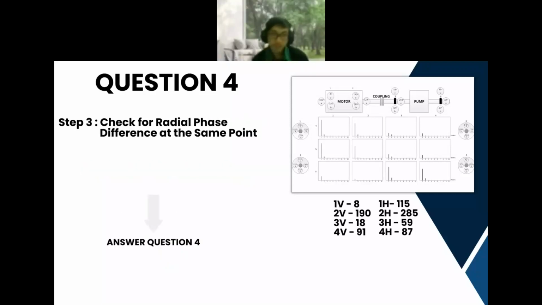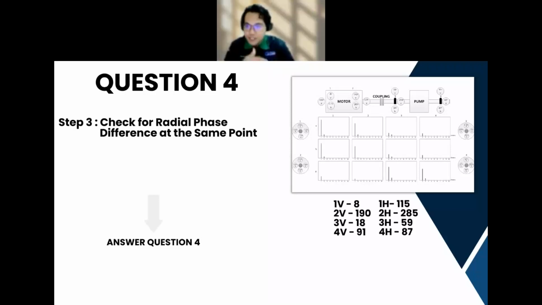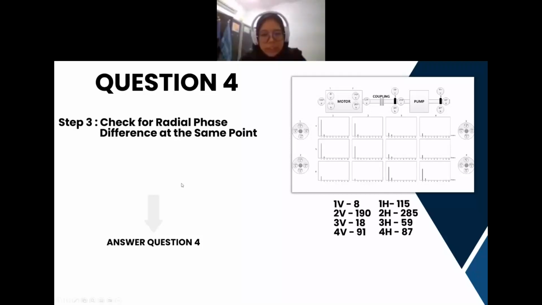Okay, next step, we check the radial phase difference at the same point. We can check the radial phase for 1V, 1H, 2V, 2H, 3V, 3H, and 4V, 4H. So 1V, 1H is 115 minus 8, which will be around 107. 2V, 2H is 285 minus 190, which equals 95. For 3V, 3H it is 59 minus 18, that will be 41. And lastly for 4V, 4H, the difference is 91 minus 87, which equals 4.